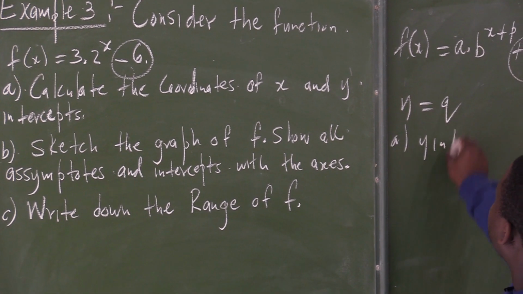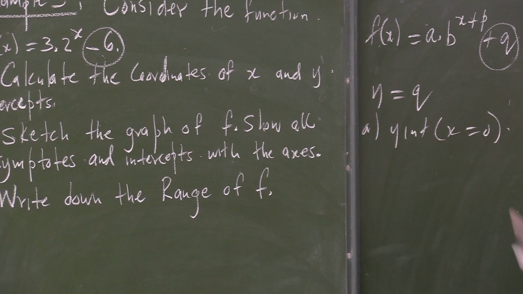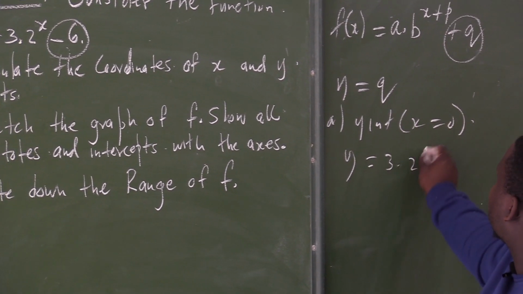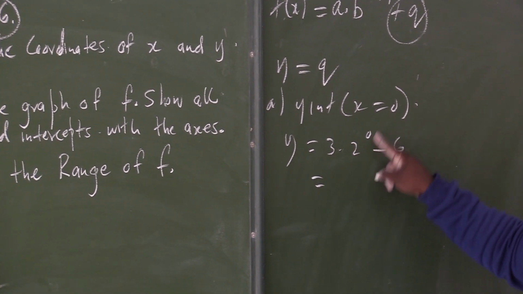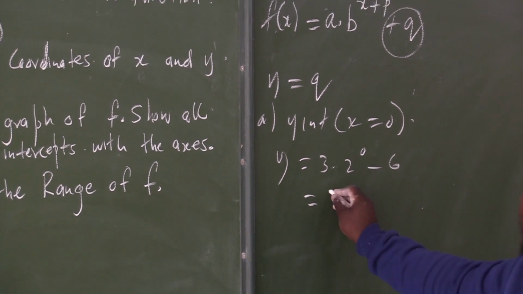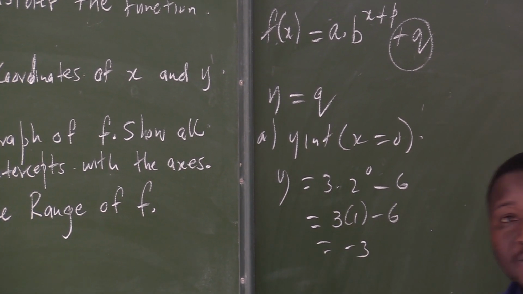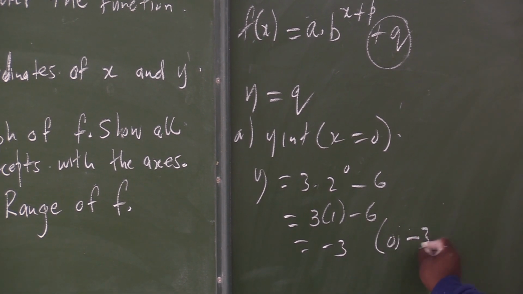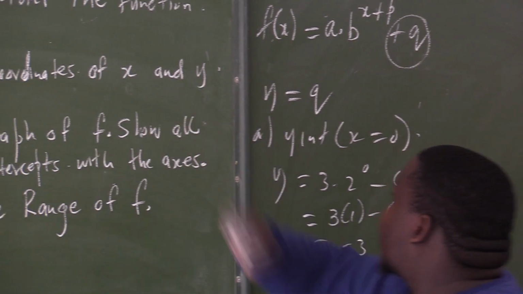Now let's do the first question and see what is happening. Let's start from the y-intercept. It means I will make my x to be equal to 0. Now let's go to the equation. I am looking for y equals 3 times 2 to the power of 0 minus 6. Now let us check. What is 2 to the power of 0? That is a 1. It means this is 3 times 1 minus 6, which is minus 3. So what are the coordinates of the y-intercept? They are 0 and minus 3. What is left now? The x-intercepts.